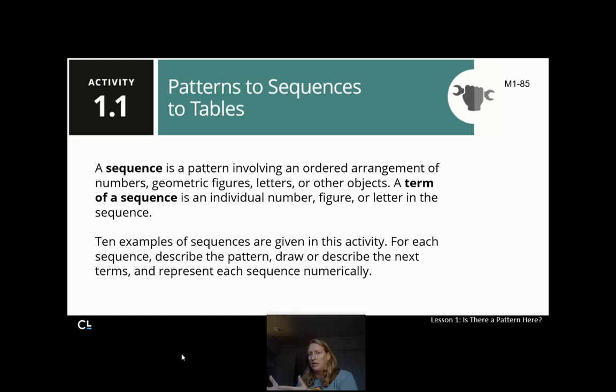So here's the deal. On the next several pages here, which is why this is so many pages, there are 10 examples of sequences throughout this activity. For each sequence, there's space to write right in your workbook. For all 10 of these, you're going to describe the pattern, draw or describe the next terms, and represent each sequence numerically. So you have 10 of these to go through.